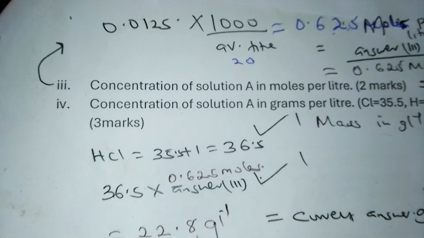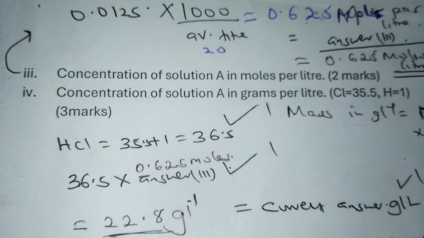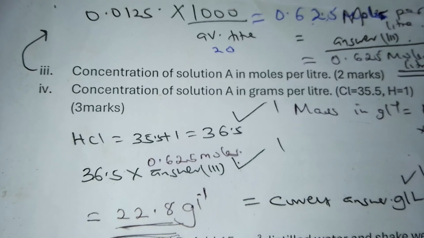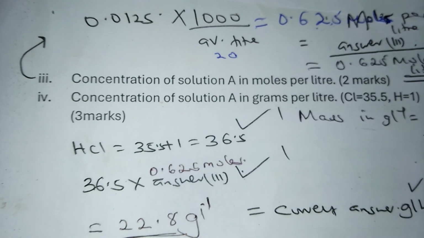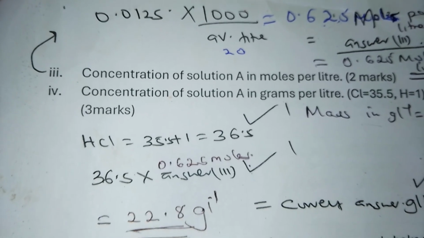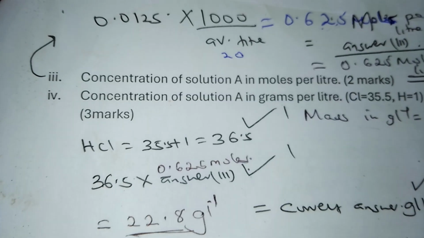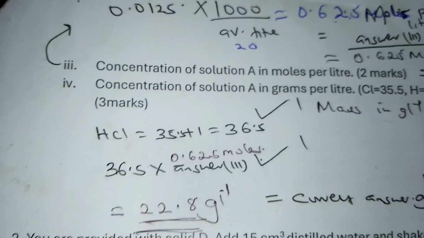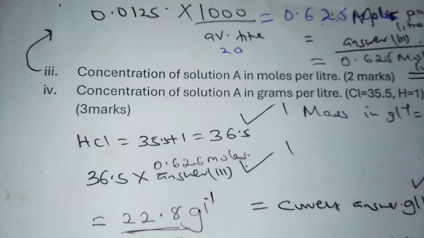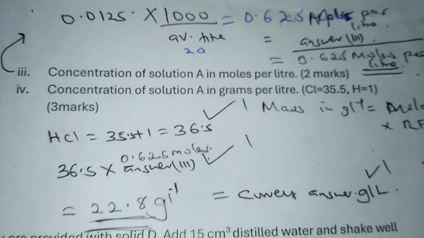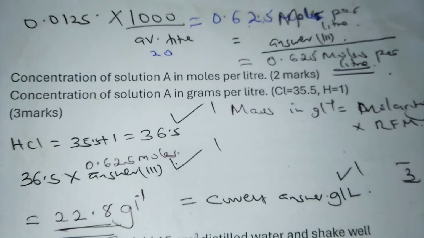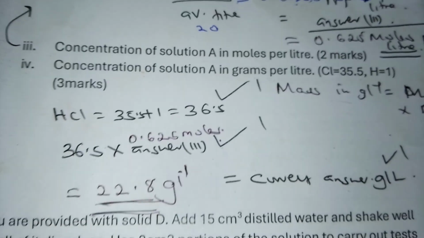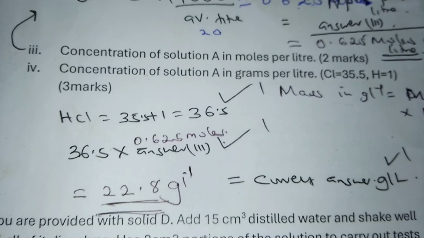And then we were told to calculate the concentration of solution A in moles per liter, which was 2 marks there. So we took 0.125 moles and multiplied by 1,000 over the average volume, which was 20. If you do your mathematics properly, you will get 0.625 moles per liter. That is the molarity of solution A.